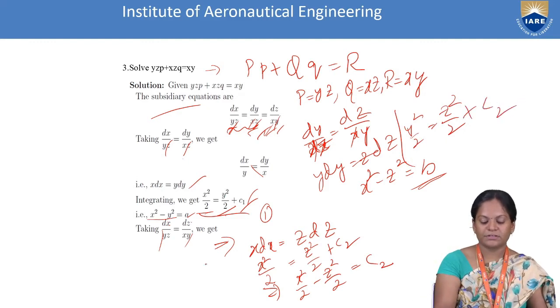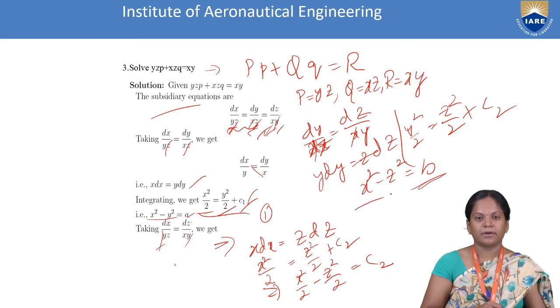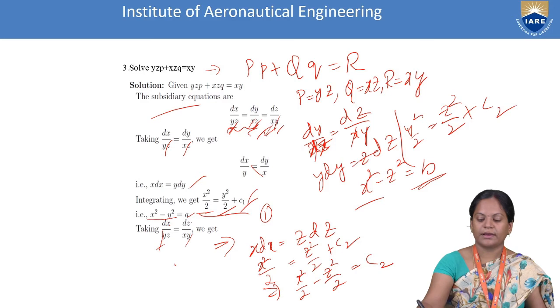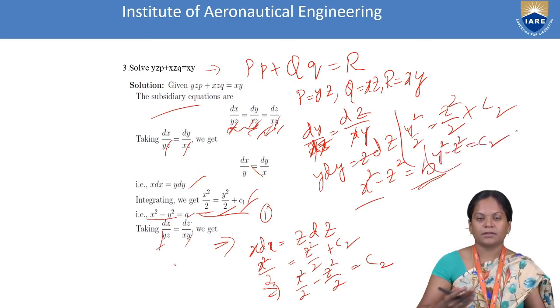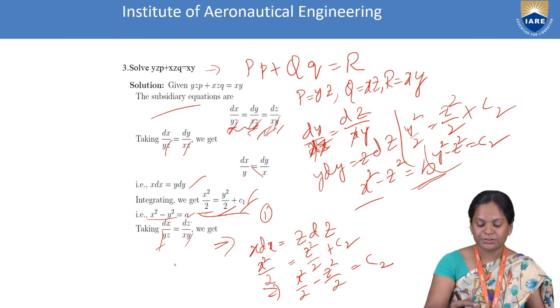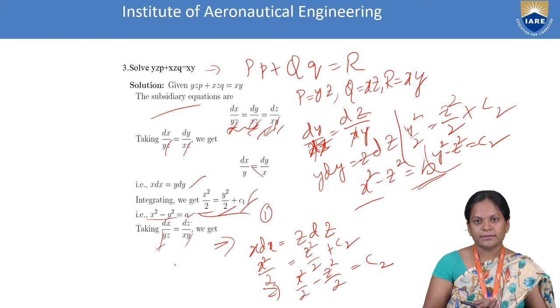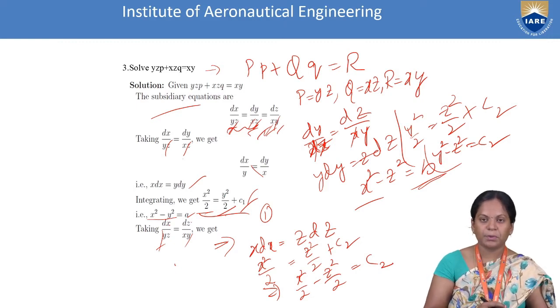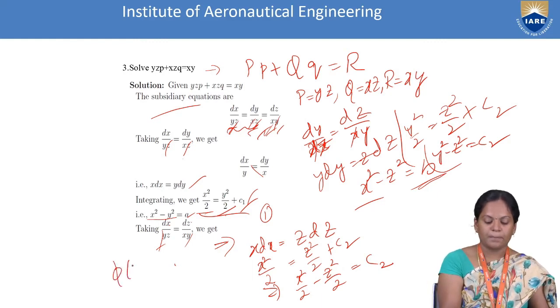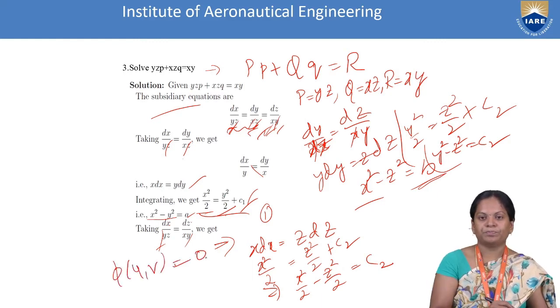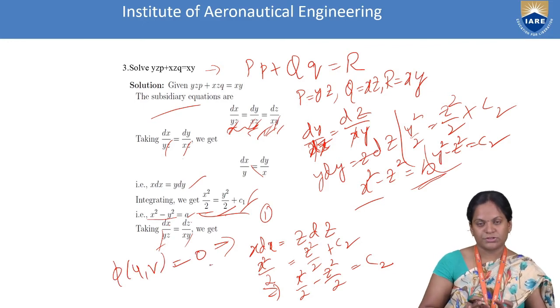So if we consider first and third, we'll get the x square minus z square term. If we consider second and third, we'll get the y square minus z square term. That is nothing but another solution. So based on our convenience and our choice of fractions, we can get the solutions of the given partial differential equation. Anyway, the general solution we write as phi of u comma v equal to 0, where u and v are functions of x, y, z.